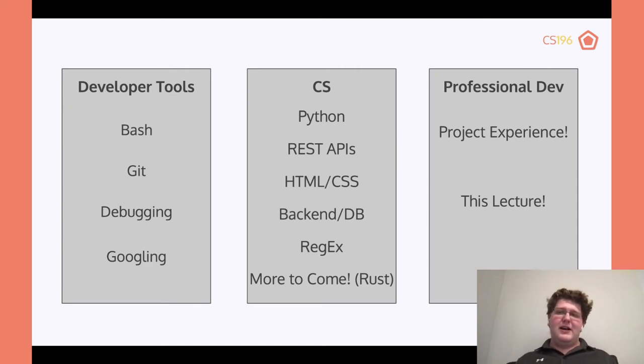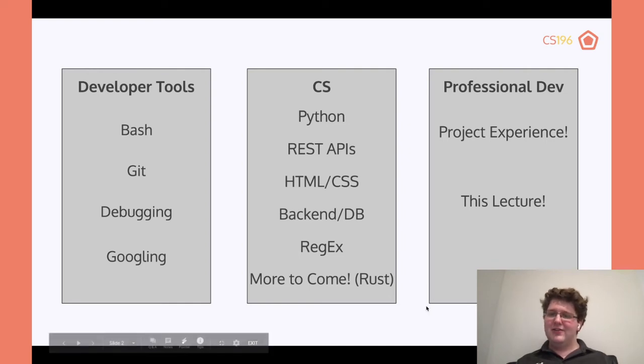But CS196 is not just about developer tools in computer science. It's about giving back to students and having more experienced students talk about some of our experiences. And so part of that is professional development. So with that, we have project experience. So we teach you how to build cool projects and how to basically build things that you can put on your resume. But we also have this lecture, which is about getting an internship, which is hopefully very helpful for you. I know it was when I was taking the class.